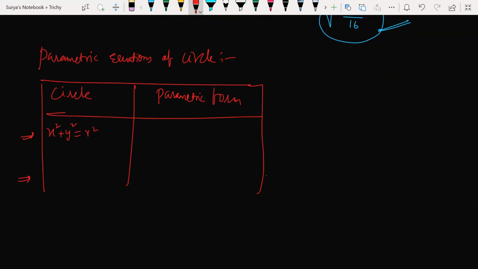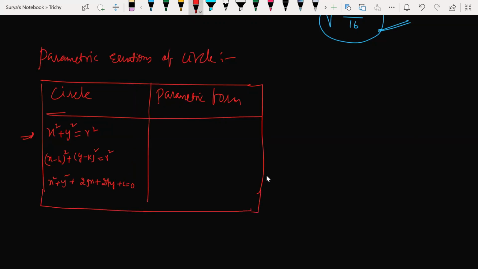x square plus y square is equal to r square. So this is a circle. If I talk about this circle, y minus k whole square is equal to r square. And if I talk about this circle, general equation of a circle, these all are different types of circles with different centers. Am I correct? See, isn't it, guys? All right.